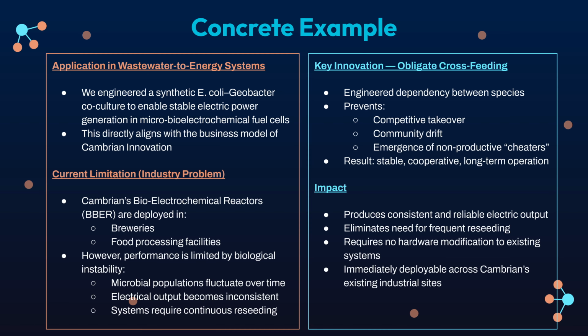So the key innovation that we wanted to take advantage of, or to enable people to take advantage of through our GUI, was to introduce obligate cross-feeding to prevent competitive takeover, community drift, and emergence of cheaters. And so this immediately makes the problem go away if you can come up with a consortium that works well, and it makes it so that they essentially maintain themselves.